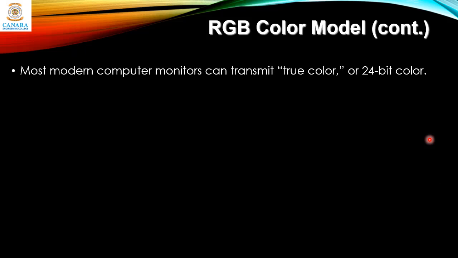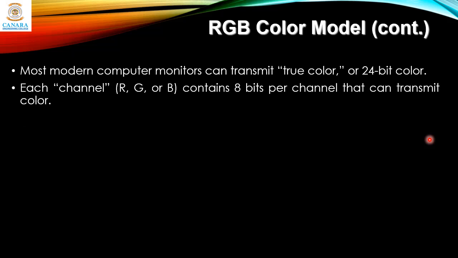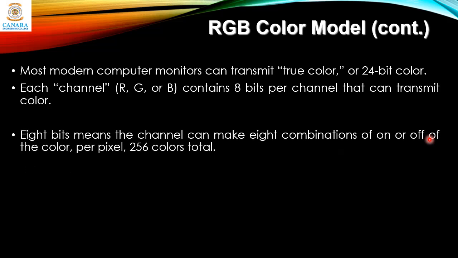Most modern computer monitors, televisions and mobile displays can transmit true color. That means 24-bit color. This means each channel contains 8 bits per channel that can transmit color, as we saw in the previous slide. And 8-bit means the channel can make 256 combinations per pixel. You basically have 3 channels for RGB, and each channel has 256 different shades or colors.